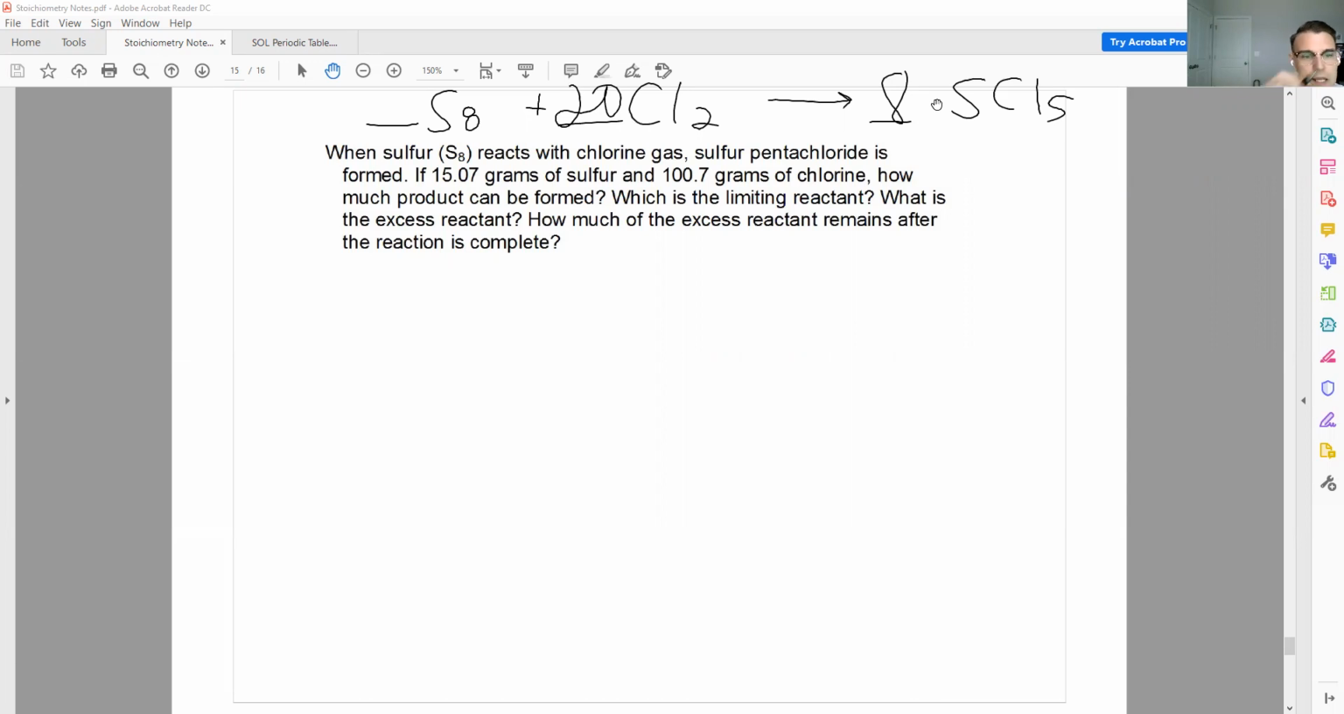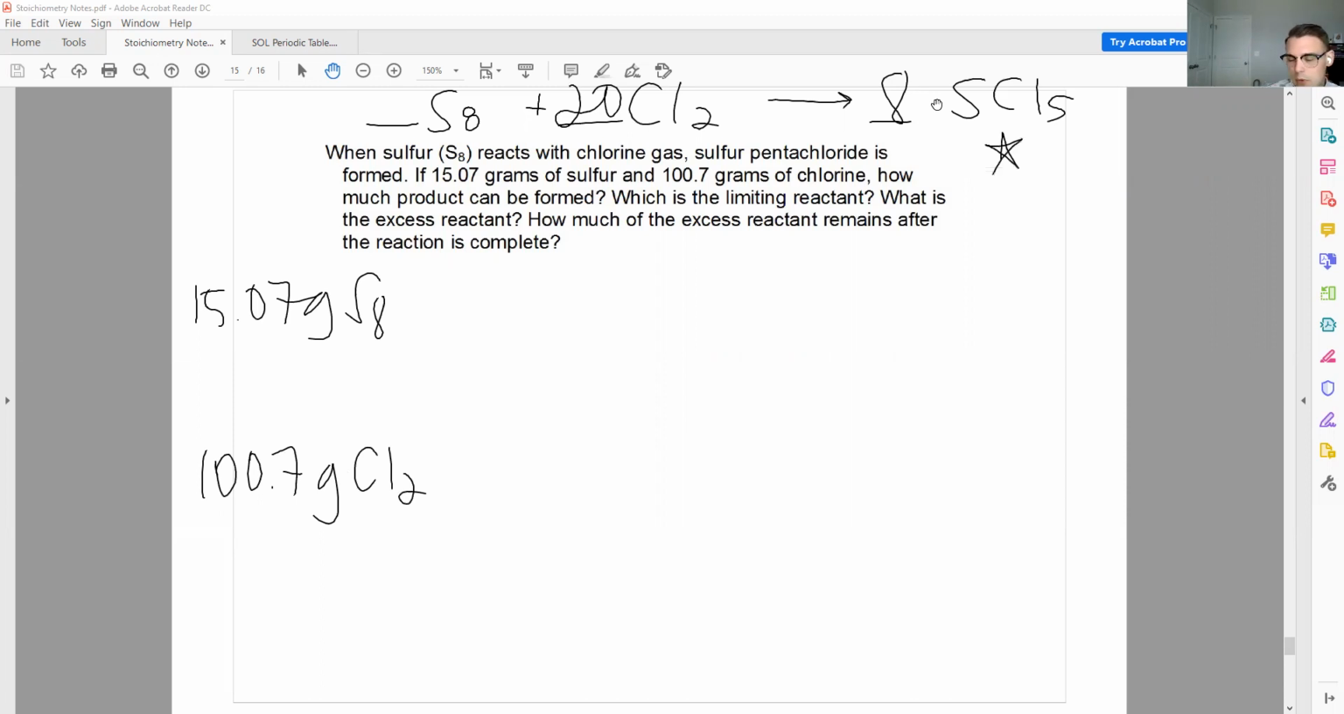So in this case, we're going to do our 2 stoichiometry problems from the reactants that were given, grams of sulfur and 100.7 grams of chlorine. And we're going to go to the product. In this case, there's only 1 product, so we don't have to figure out which one we're going to. So we're going to take grams of our sulfur and grams of chlorine and do 2 separate stoichiometry problems to determine the grams of the sulfur pentachloride. 1 mole of S8 is 256.8 grams.